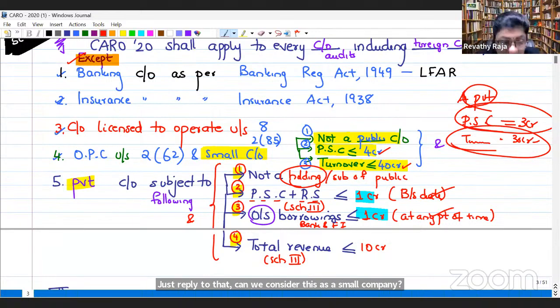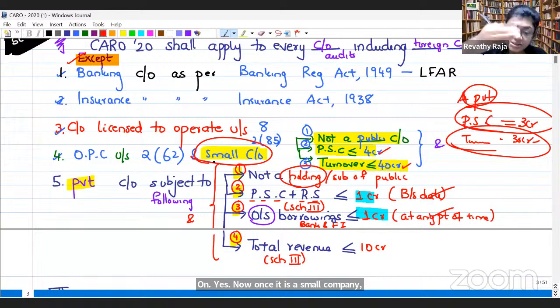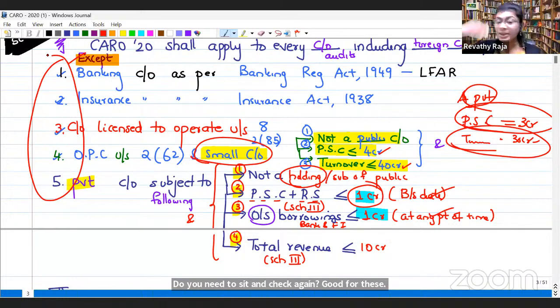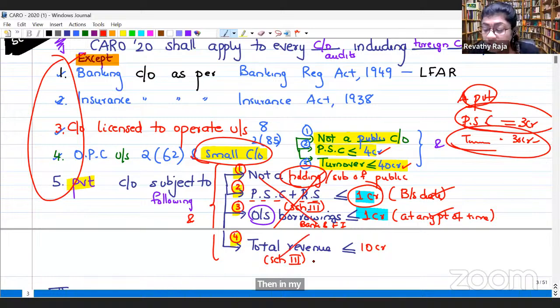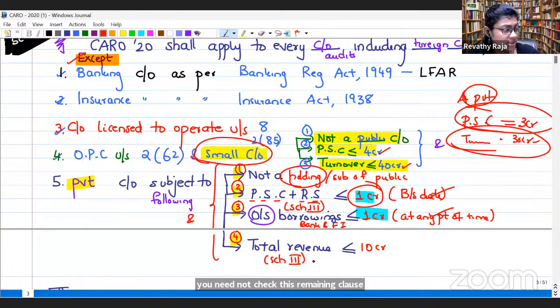Answer is yes. Now, once it is a small company, Caro is already exempt. Then do you need to sit and check again whether it is more than 1 crore? No. For these 5 classes of company, Caro is exempt. Once it is under the small company criteria, Caro is already exempt. In my opinion, it's just my opinion, you need not check the remaining clause. Did you understand that?